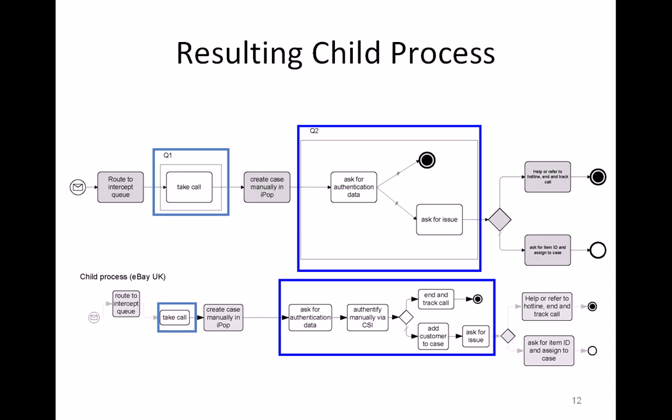For example, if we change the label of one of the activities in the parent process model, it will be directly reflected in the child process model. If we add any activities or tasks in the parent process model in this fragment of the view, it will be directly reflected in the child process model.